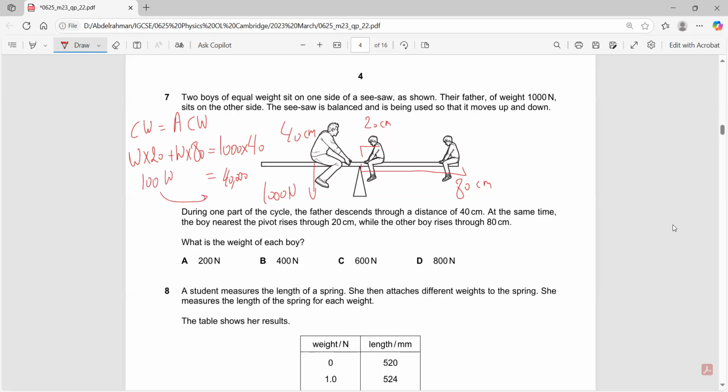Can I find the weight? Divide by 100. 40,000 divided by 100, this would give you a weight of 400 newtons. You can solve it as easy as that. This is the solution.